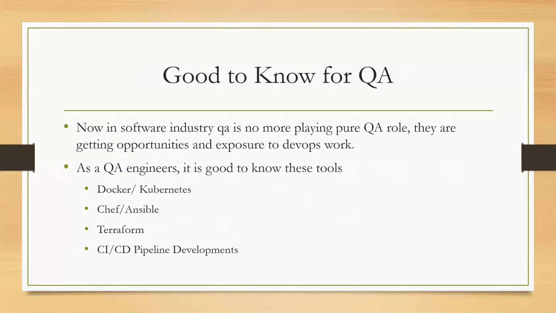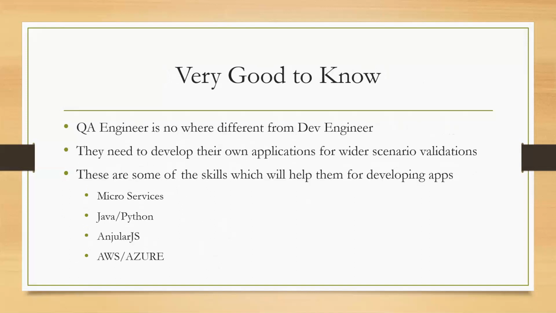So QA is no more just playing a QA role in multinational companies these days. They are getting opportunities to work on DevOps related work, or they are at least getting some exposure to DevOps work. So it's good to have some kind of DevOps tools experience for a QA engineer. These are some of the tools listed here: Docker, Kubernetes, Chef, Ansible, Terraform, CI/CD, continuous integration, continuous development pipeline developments. These are some of the skills it's good to develop as a QA engineer. And very good to know.